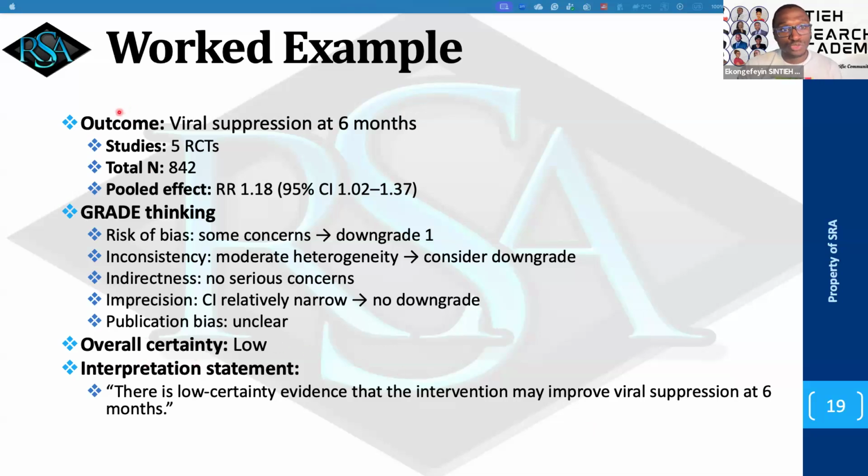But this is what you do behind the hood. All of this knowledge comes when you have read all of the papers that have been involved, and you are able to really say if the risk of bias had some concerns or not, or if there was a lot of heterogeneity, or if there was indirectness, or if the confidence intervals were so wide. So this is the thought process.